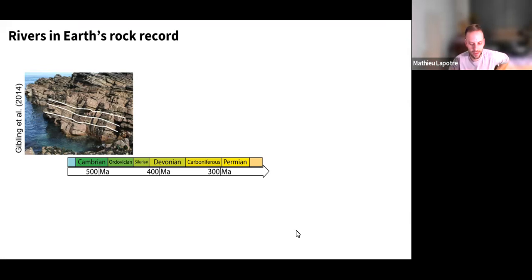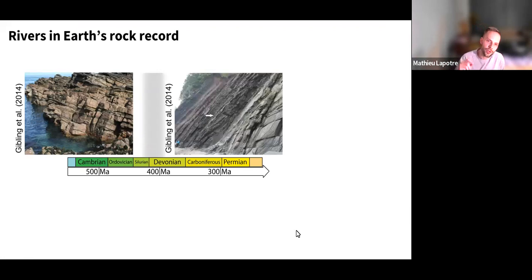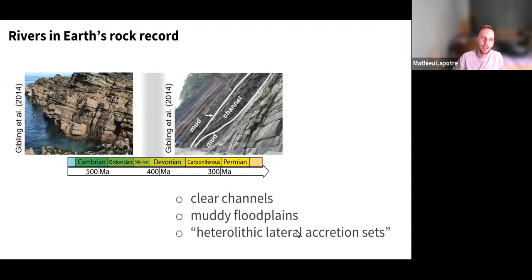significant floodplain mudstones. In contrast, around the Silurian to Devonian periods, a lot more mudrocks appear next to fluvial sandy deposits. And fluvial deposits start displaying clear channel bodies, a lot more mud, especially in floodplain deposits, as well as what we call hydrolithic lateral accretion sets, which are these inclined layers of alternating sandy and muddy beds. And to date, these hydrolithic lateral accretion sets have been used as a diagnostic indicator of river meandering.